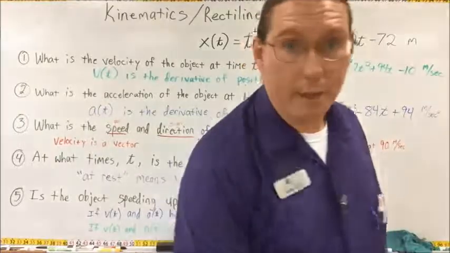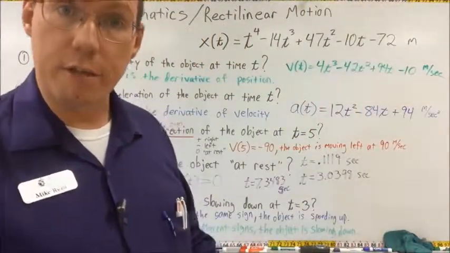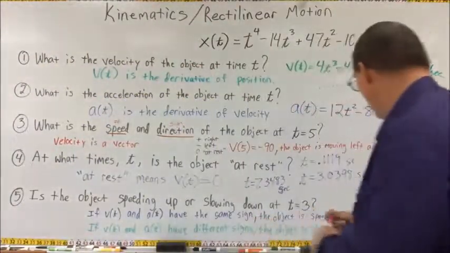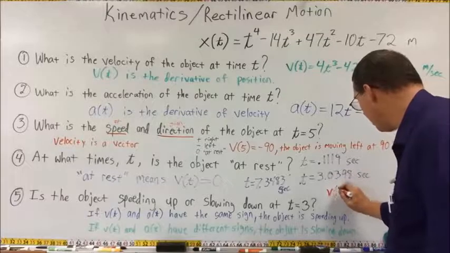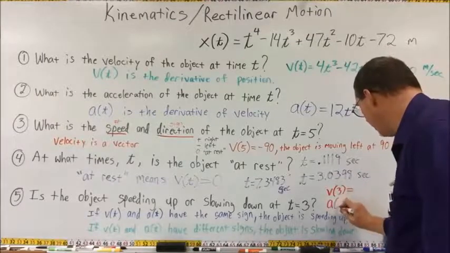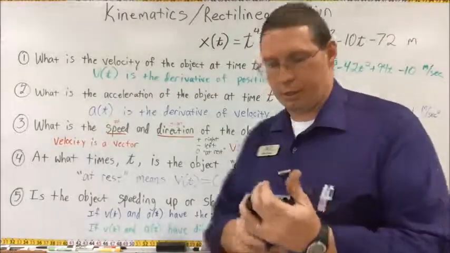So all we have to do to find whether the object is speeding up or slowing down at time 3 is we'll get our calculator out, find out what velocity is at time 3, find out what acceleration is at time 3, and see if they have the same sign. So we want to know what is velocity at time 3 and what is acceleration at time 3. And I can do that with the graphing calculator.